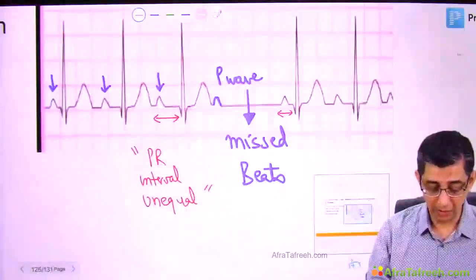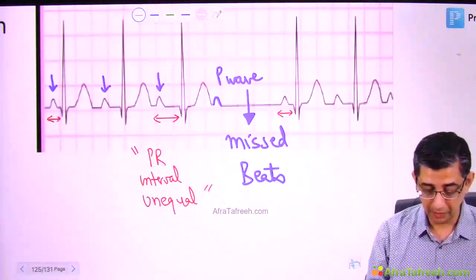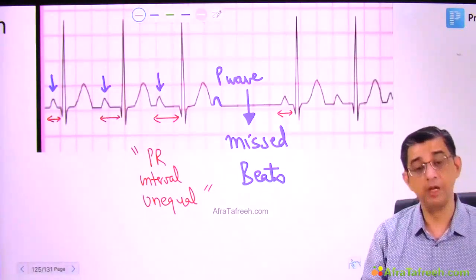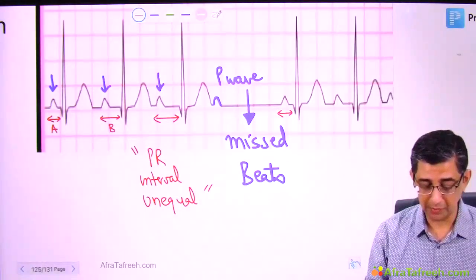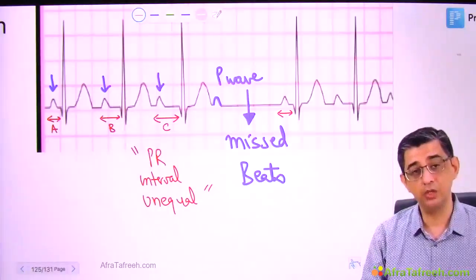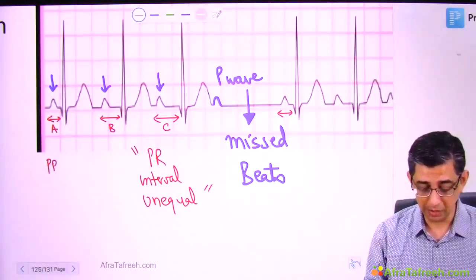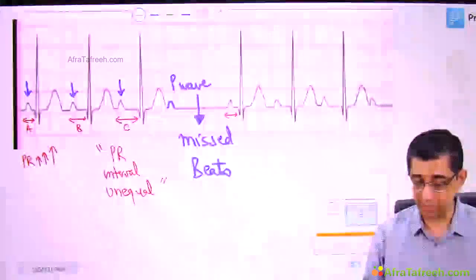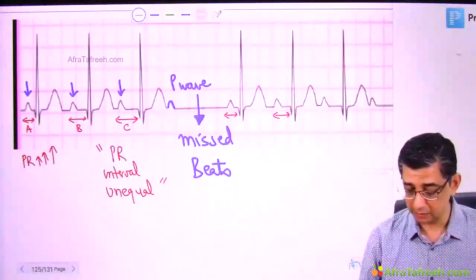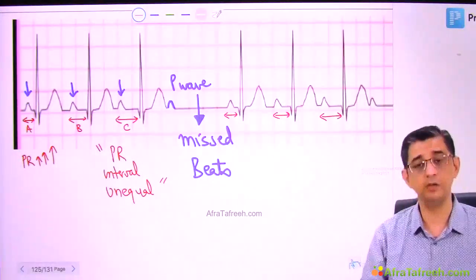Now let me highlight what they teach you in routine medical college as well. Just look at the PR interval the first time. Compare that with the PR interval the second time, and then compare it the third time. If I put alphabet A for the first PR interval, then B and C, you can notice a serial prolongation of the PR interval of the patient. There's a missed beat, and then the pattern is repeated again. Again, there is a serial prolongation of the PR interval.